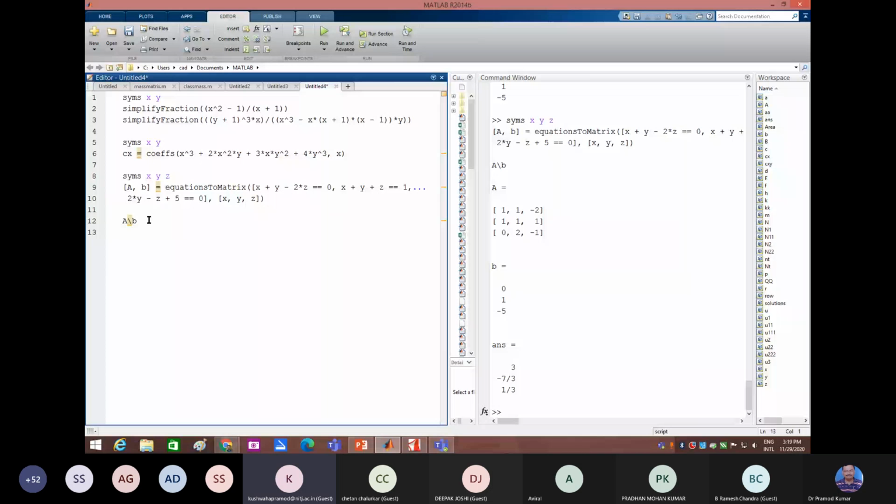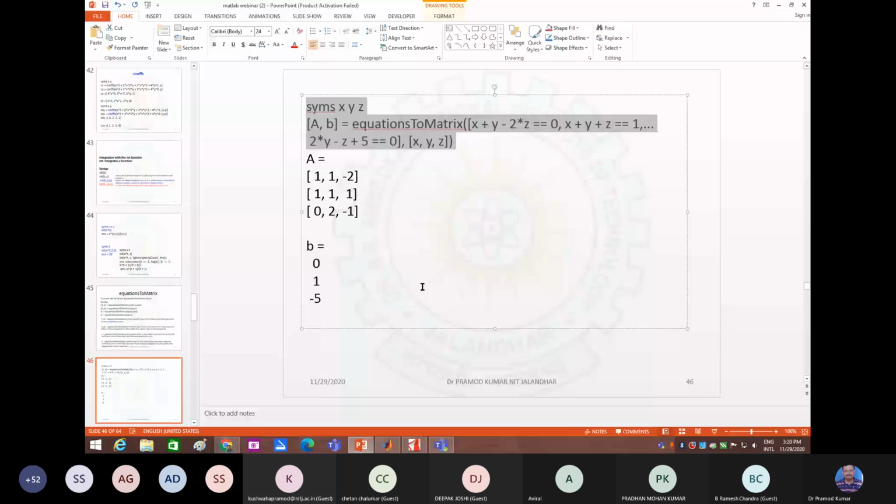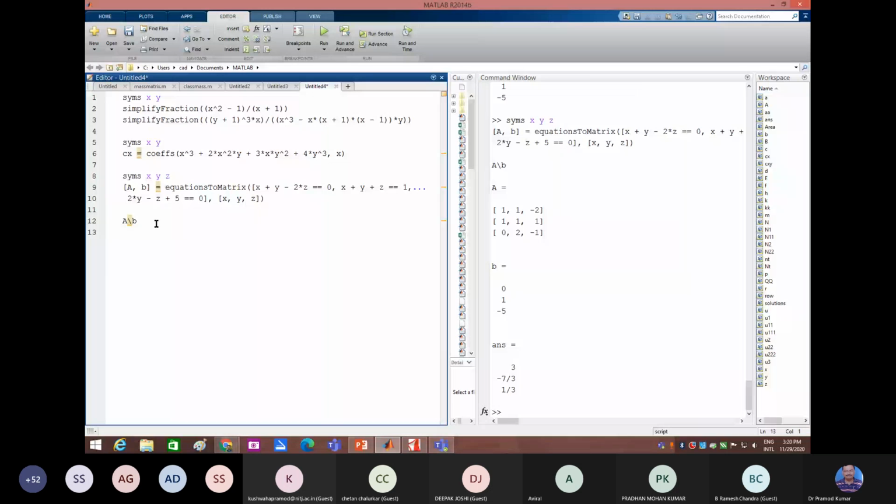Is it interesting? Any equation you can solve with the help of this equation to matrix, and after that, we should use that command, and that will give xyz values. Is it okay?